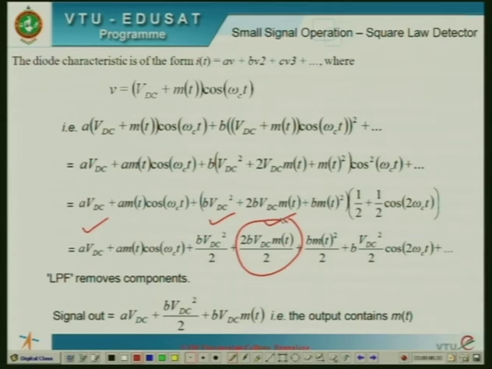When you pass the signal through a low pass filter, what happens? Along with this signal, we also get two more components, which are the DC components available within the carrier modulated data, and that is what we call a square law demodulator.